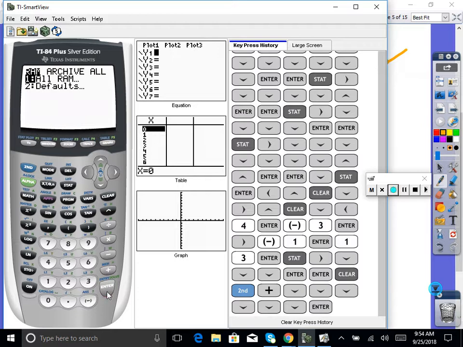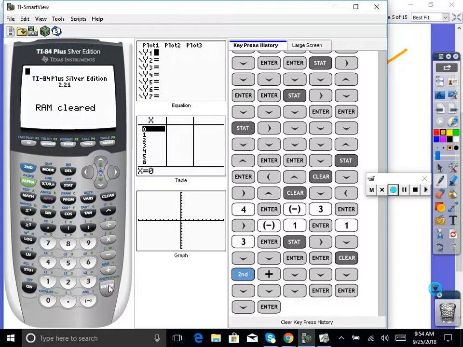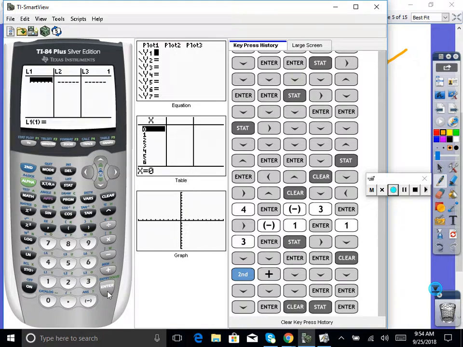Hit enter. Reset, all RAM, yes, and reset. We do want a fresh, brand new calculator. Okay, now what we're going to do, is everybody with me? Go to the stat key. Stat key. Then go into edit. Hit enter. Now in list 1, what you type in is all of your x values.